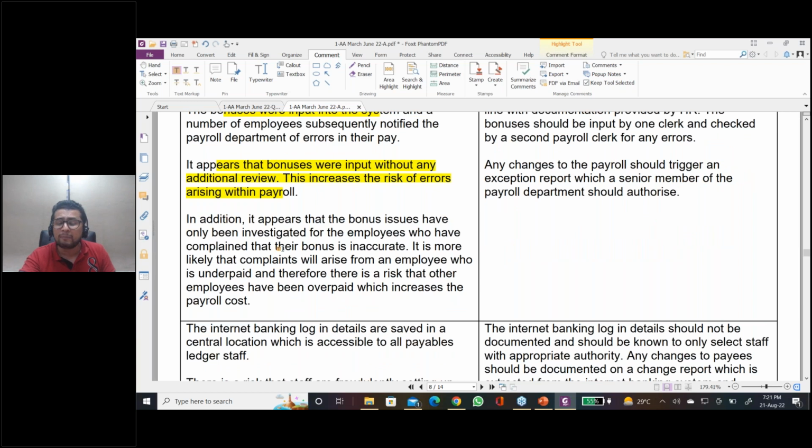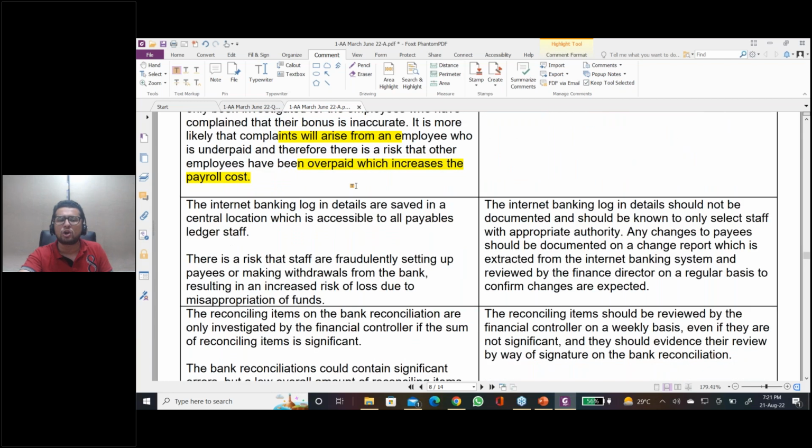Now those employees who have not received the bonus are going to raise concerns. Those who are overpaid will not say anything. Those who are underpaid, only those will complain. So in any case, it's not good for the company.